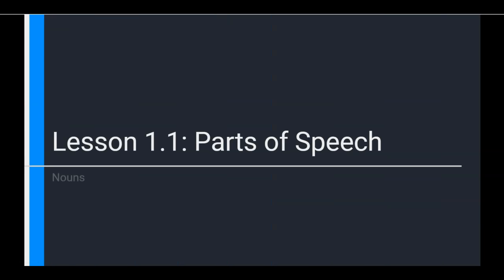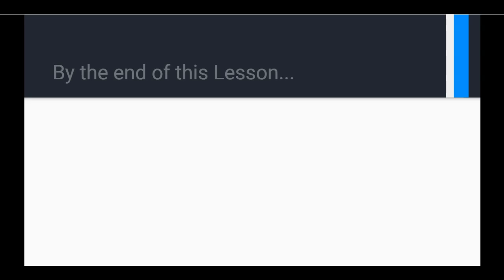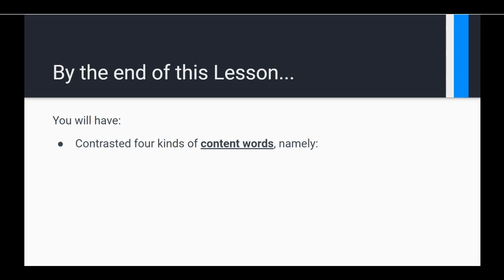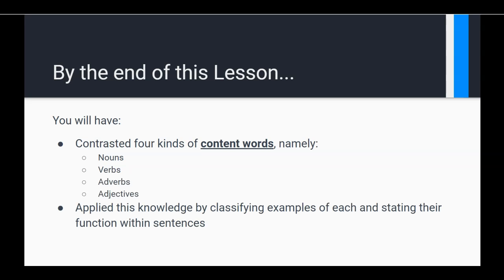So, without further ado, let's get into lesson 1.1 of parts of speech, and that is starting right here with nouns. So by the end of this lesson, you will have contrasted 4 kinds of words, namely nouns, verbs, adverbs, and adjectives. You'll have applied this knowledge by classifying examples of each and stating their function within sentences.